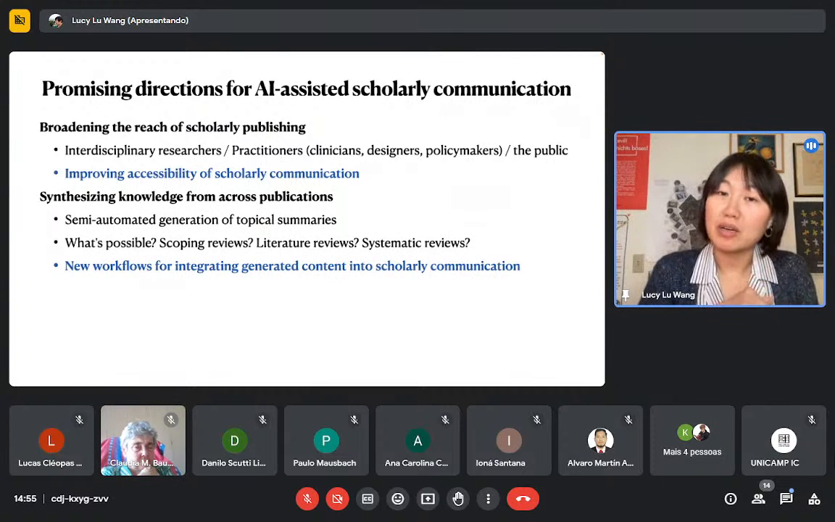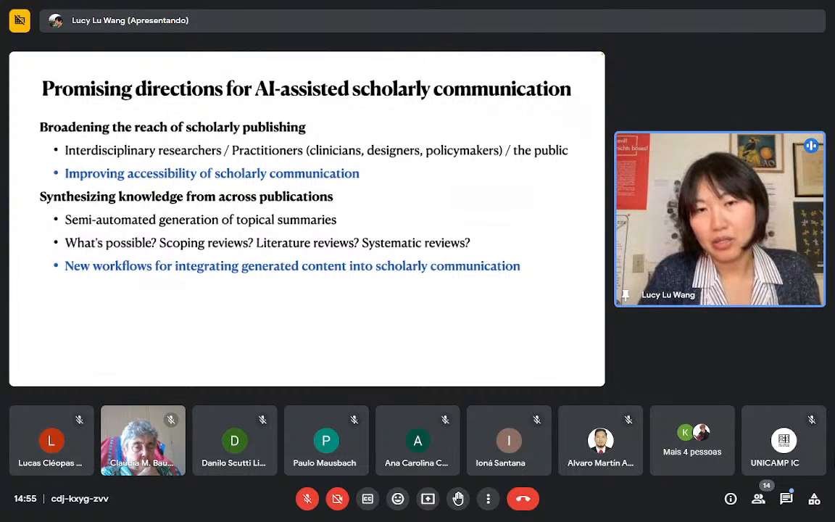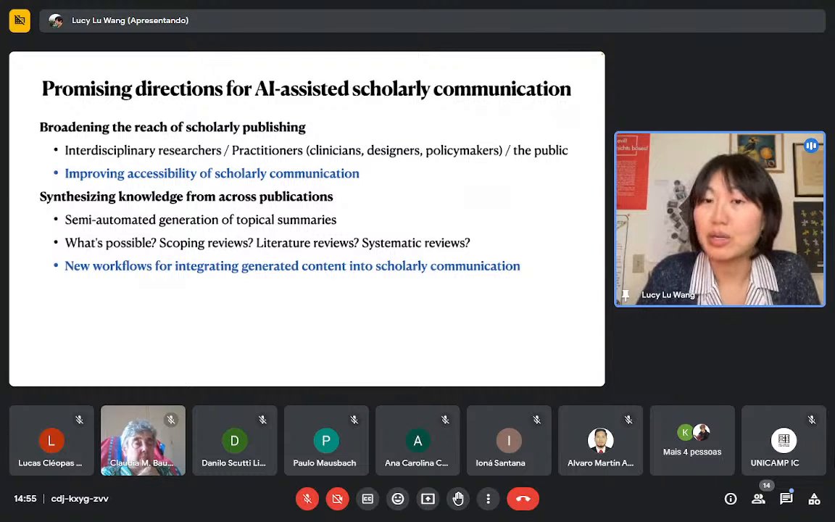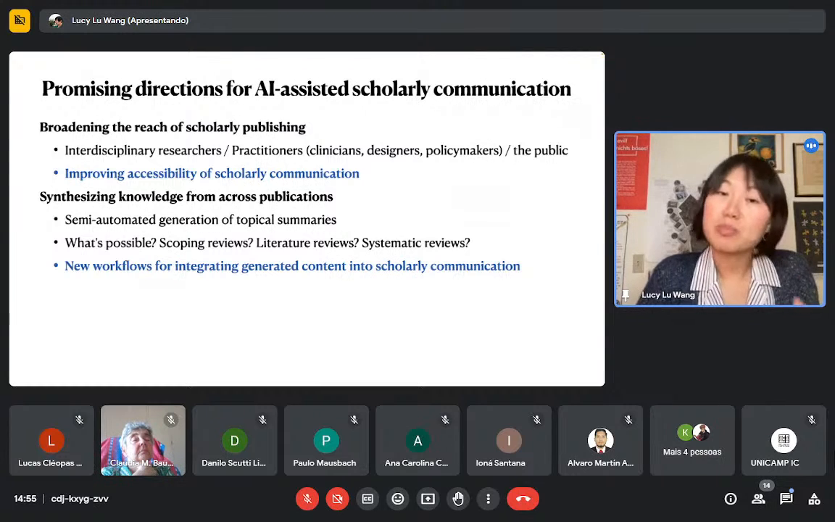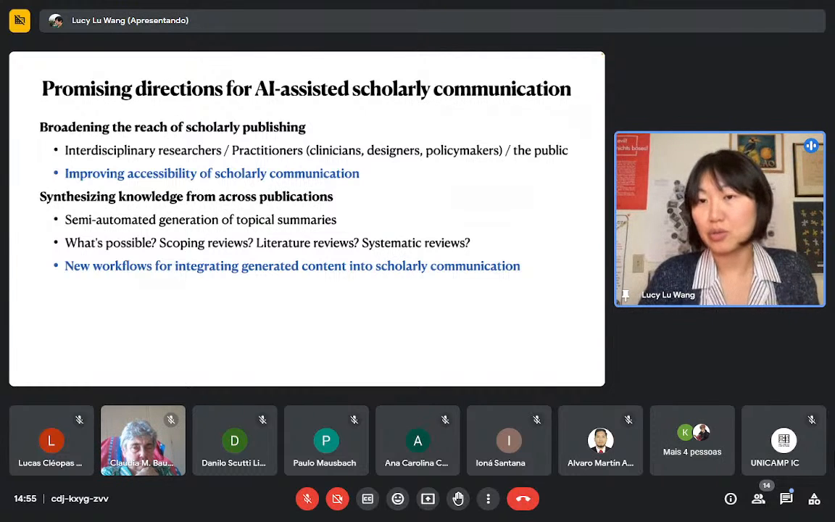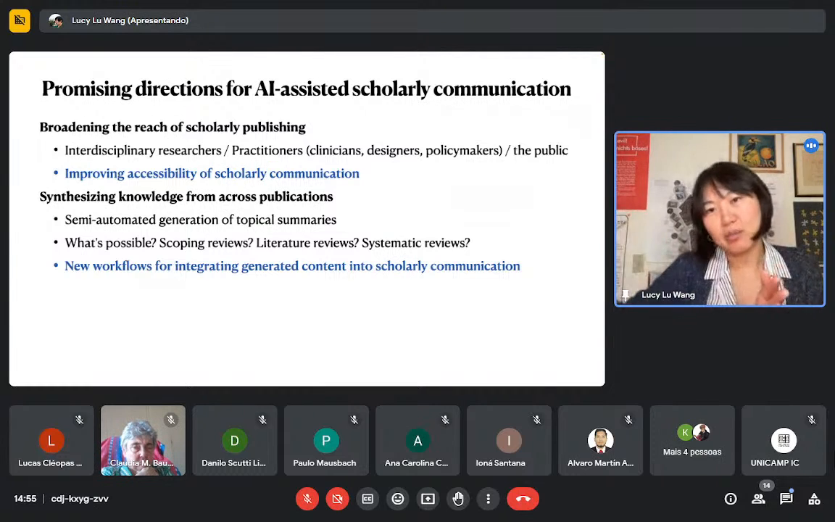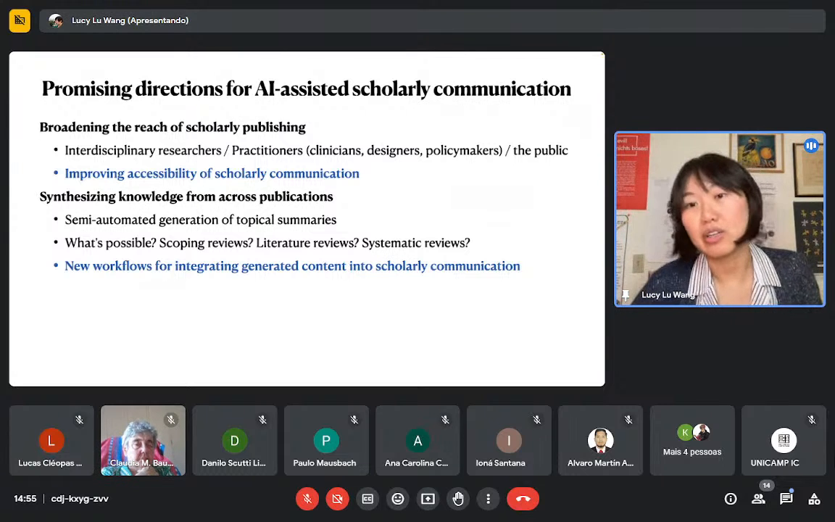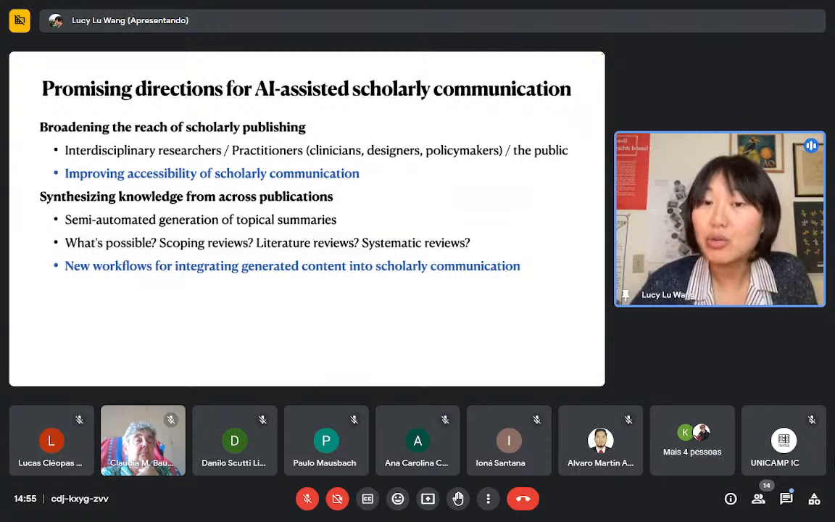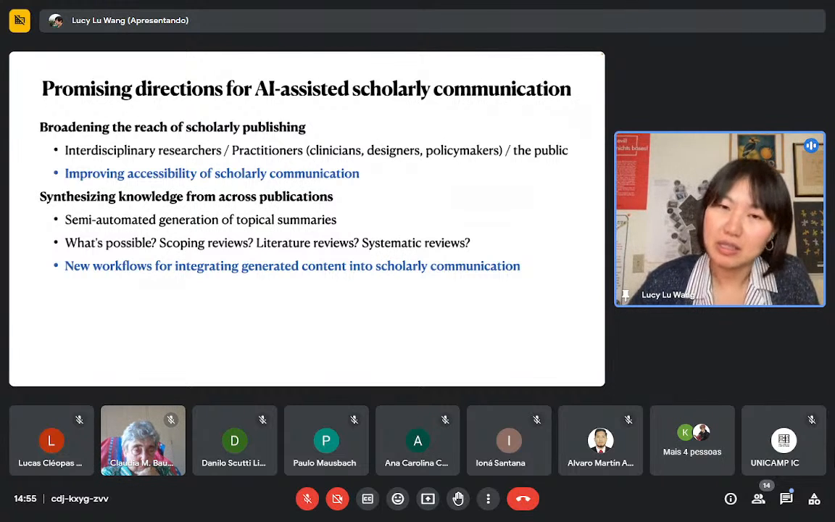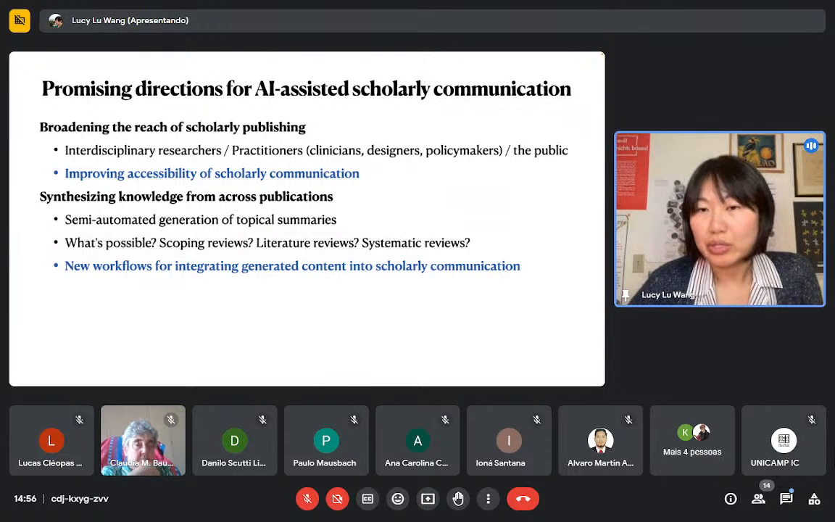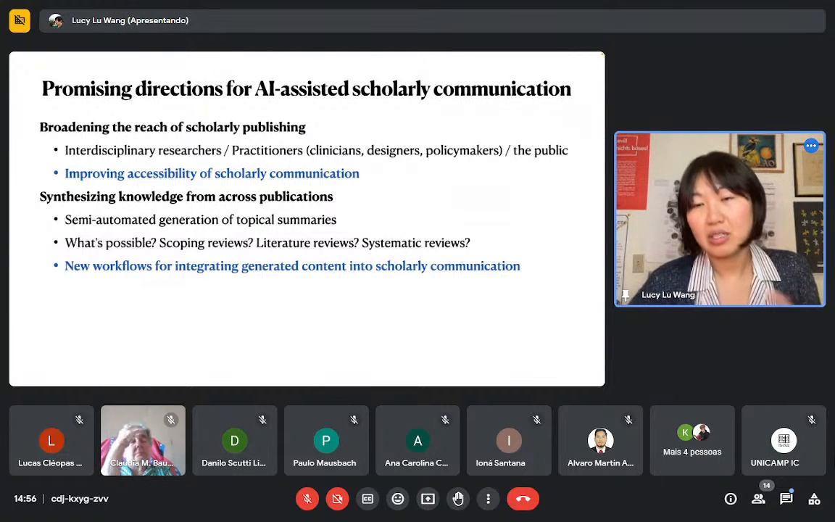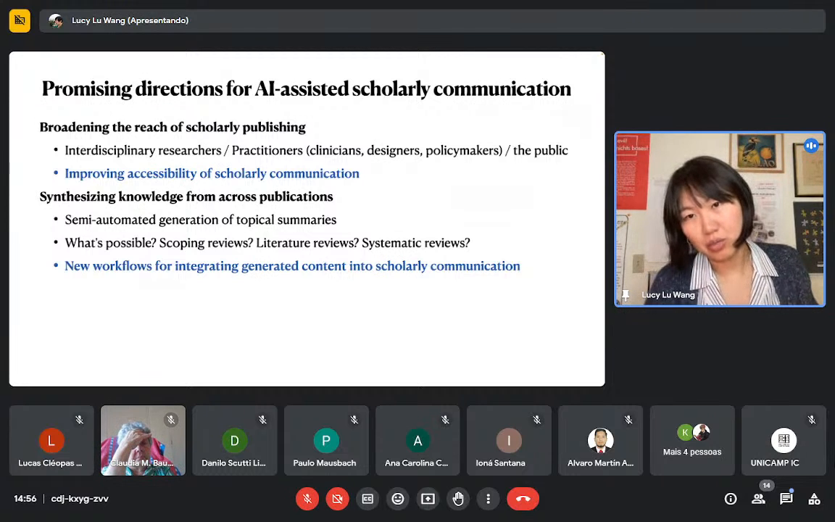Can we use these models to synthesize knowledge from across different publications? So I showed some work in progress where we're doing semi-automated generation of these topical summaries. So a question here is what's possible, right? Can we then use these models to help us generate scoping reviews or literature reviews or systematic reviews, right? Each of these has a higher rigor in terms of the amount of information that's included in them. So if this is possible, what are the new workflows going to be for integrating this type of generated content into the traditional scholarly communication process?